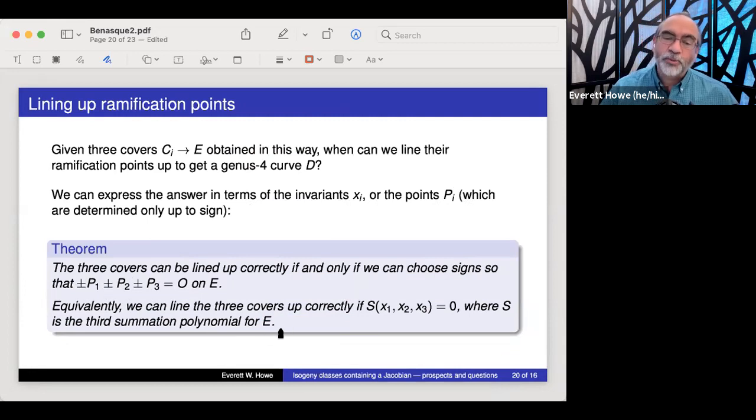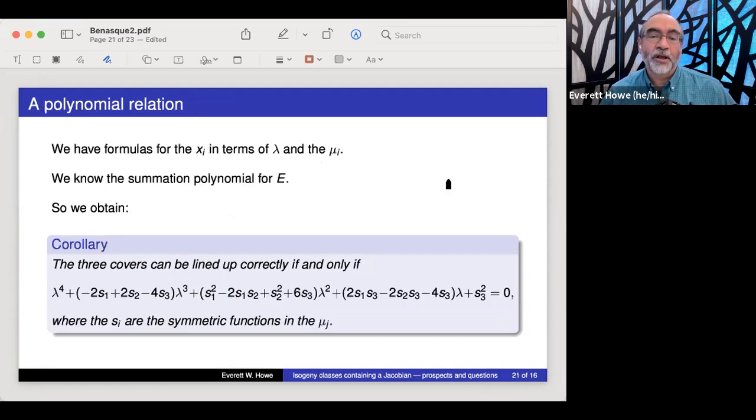And the other way you can express that is that you can line the 3 covers up correctly if the third summation polynomial for E, evaluated on x1, x2, x3, is 0. So that's a very explicit relationship.